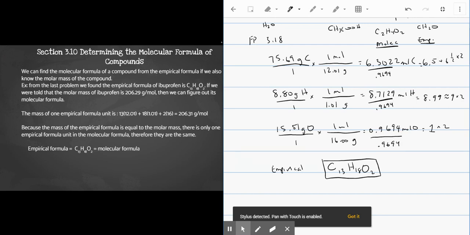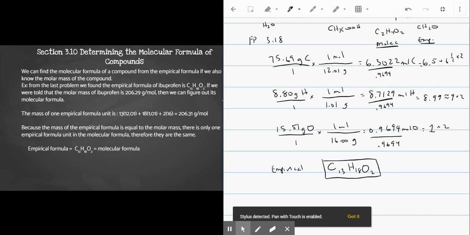Okay, so let's look at our problem over here. We can find the molecular formula of a compound from the empirical formula if we also know the molar mass of the compound. This problem didn't give us that, but now they're going to. Example, from the last problem, we found the empirical formula of ibuprofen is C13H18O2. If we were told the molar mass of ibuprofen is 206.29 grams per mole, then we can figure out its molecular formula. I just need to know how much does each of these weigh.